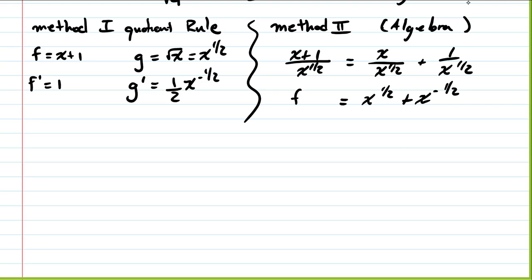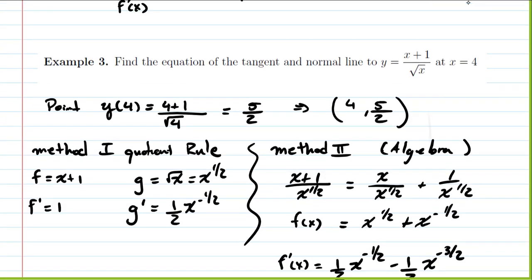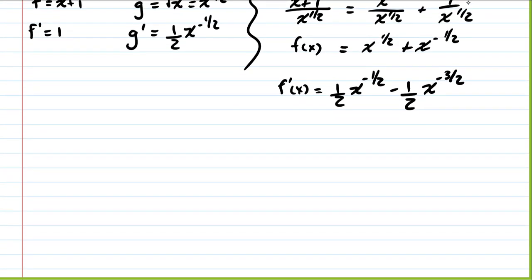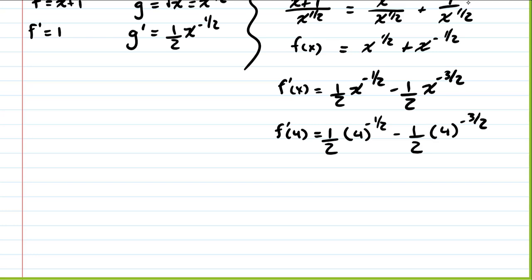So if this is my f, then f prime is going to be 1/2 x to the -1/2 minus 1/2 times x to the -3/2. And now I need to find the slope at 4. So f prime of 4 is going to be 1/2 times 4 to the -1/2 minus 1/2 times 4 to the -3/2.